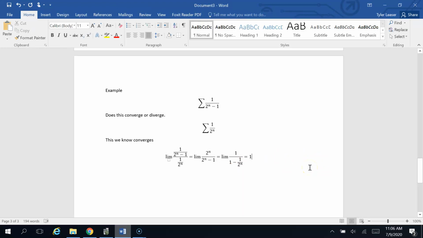So again, we get the same thing that we got before. The limit of the ratio went to a positive number. Because this series converges, that means my original series also converges. Thus, by the limit comparison test, our series converges. Okay, cool. So that is section 4 in a nutshell. Moving on to section 5.